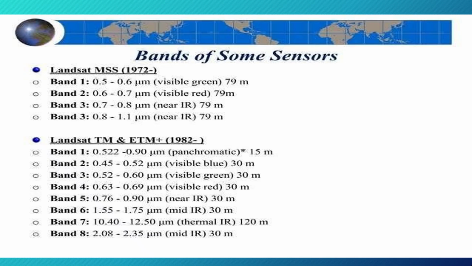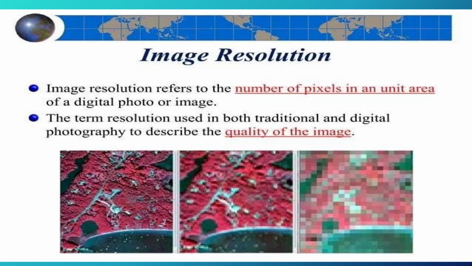along with their spatial resolutions. For example, Landsat MSS had 79-meter resolution bands, while Landsat TM and ETM Plus introduced improved resolutions, including 30-meter multispectral bands and a 15-meter panchromatic band. The slide highlights how newer sensors provide more spectral detail and better spatial resolution, improving the quality and accuracy of remote sensing analysis. This slide explains the concept of image resolution.